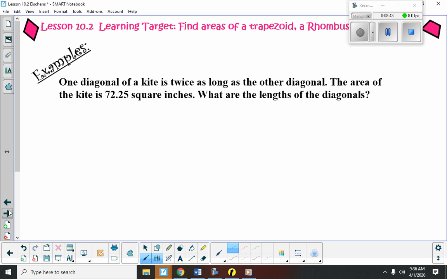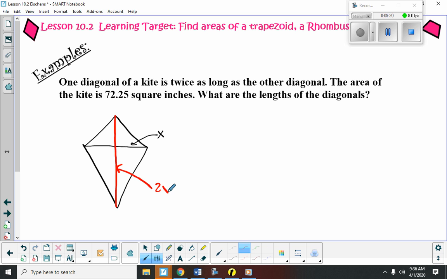Okay, the next one. One diagonal of a kite is twice as long as the other diagonal. The area of the kite is 72.25 square inches. What are the lengths of the diagonals? All right, so first thing I'm going to do is draw a picture of a kite. Okay, not the best kite, but it'll work. Here's one diagonal, and here's the other one. So it says one diagonal is twice as long as the other diagonal. Well, this diagonal is going to be x, which means this one would be 2x because it's twice as long.